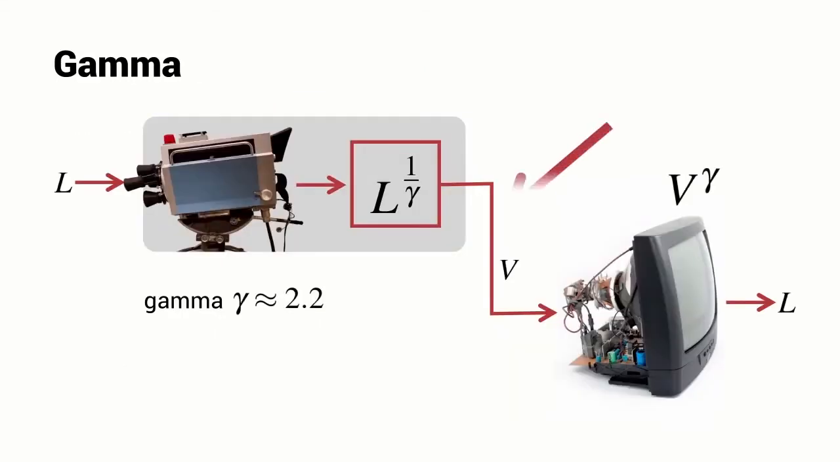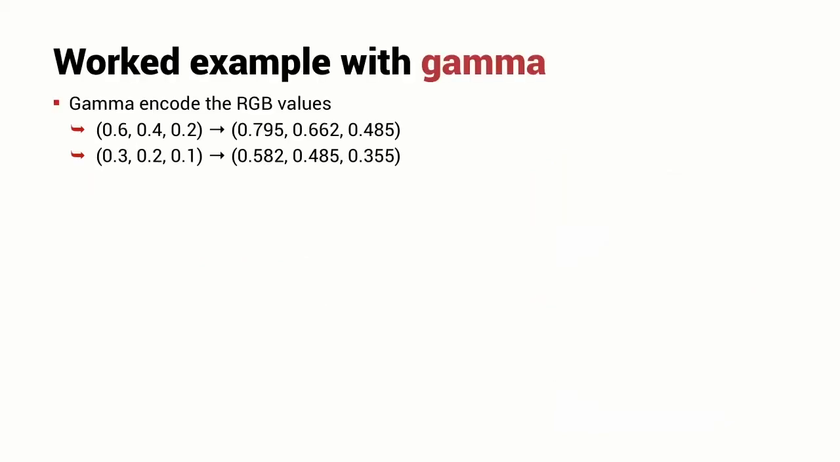In an earlier lecture, we discussed the concept of gamma encoding. This is where there is a nonlinear transformation between the brightness of the light entering the camera and the magnitude of the signal leaving the camera. Almost all cameras today have gamma encoding in them, and the gamma value is typically around 2.2. What effect does gamma encoding have on chromaticity coordinates? We'll illustrate this with another worked example.